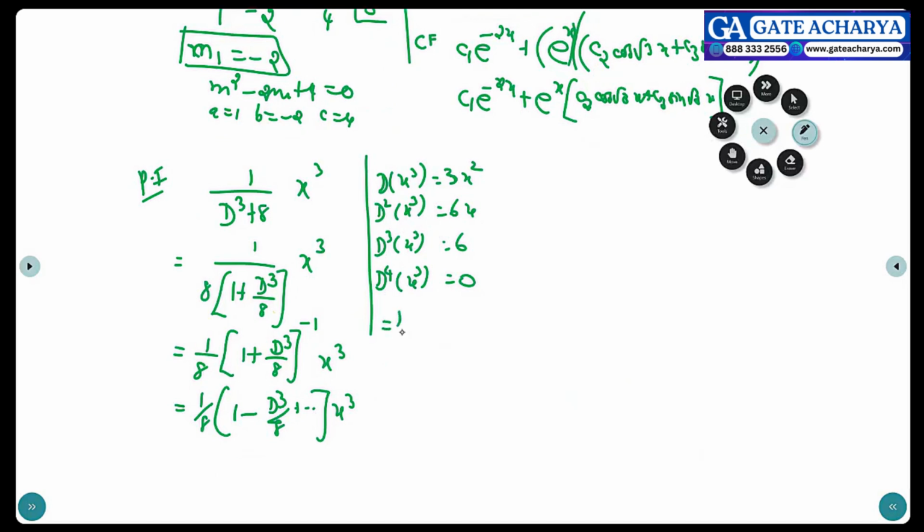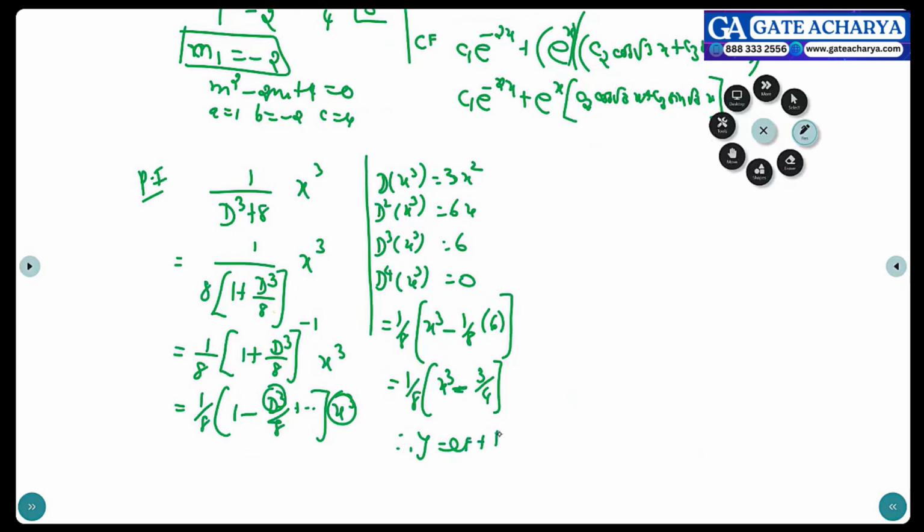Therefore, it is 1 by 8 into 1 into x cube, that is x cube, minus 1 by 8 into D cube of x cube. D cube of x cube is 6. Therefore, it is 6. Enough. Right? Then it is 1 by 8 into x cube minus 6 by 8, which is 3 by 4. That's all. Therefore, the solution is the sum of the complementary function and the particular integral. It is not your GATE question. The GATE question is either the complementary function or they directly ask for the particular integral. Okay.